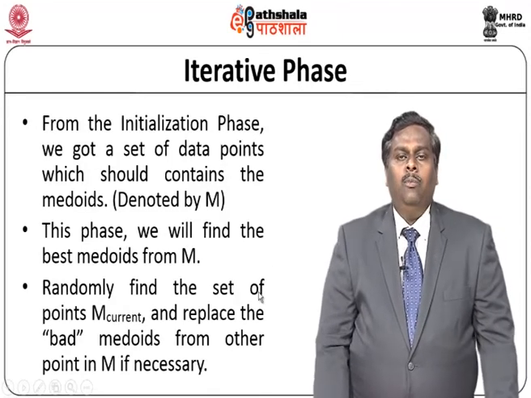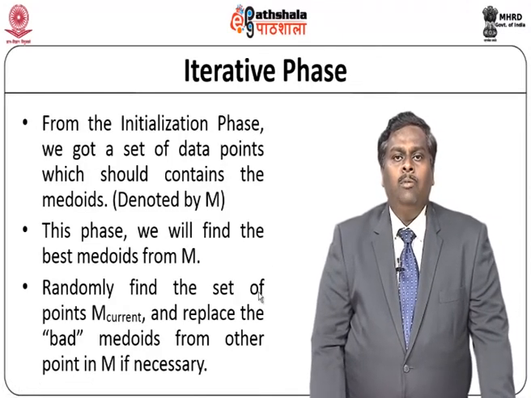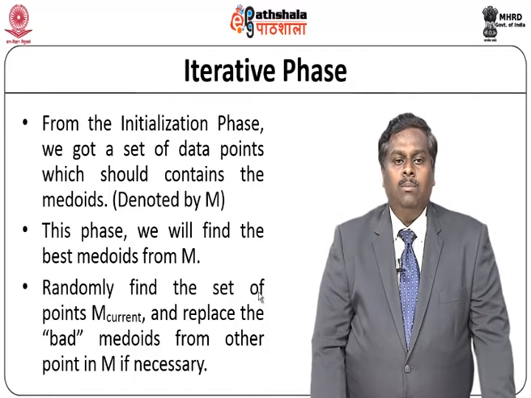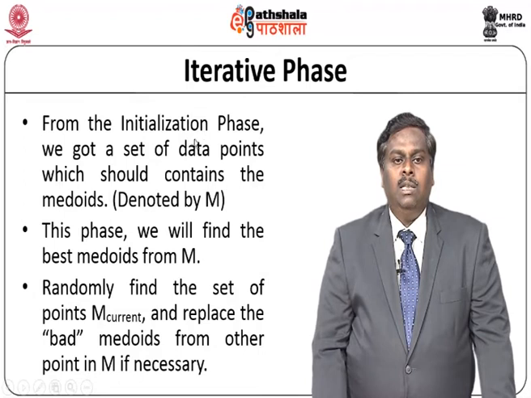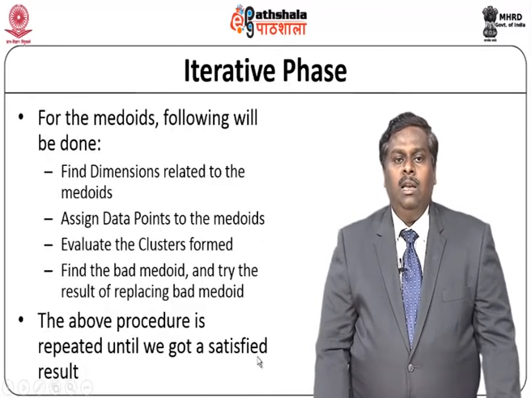So, during the iterative phase, we have to evaluate the medoids that we have chosen. So, what we can do is, the medoids that were chosen as part of the initialization phase indicated by M will have to be identified whether it is the best medoid or not. So, what you can do is, you can randomly find the set of points M, say a point that you consider can be indicated using the notation M current, and replace the bad medoids from other points in M if necessary. Let us understand how this is done in detail.